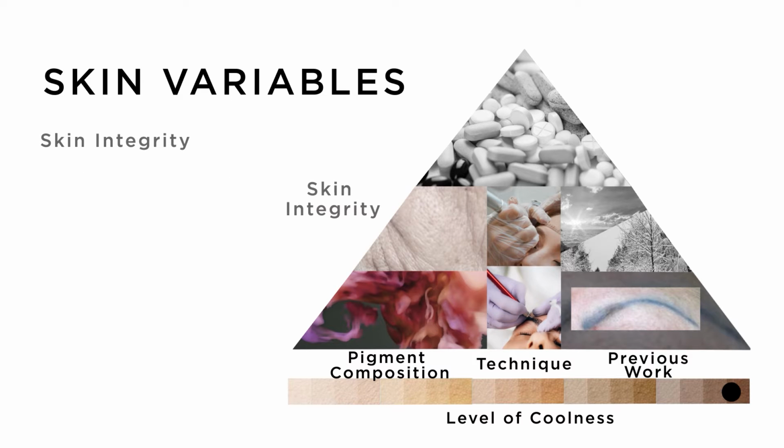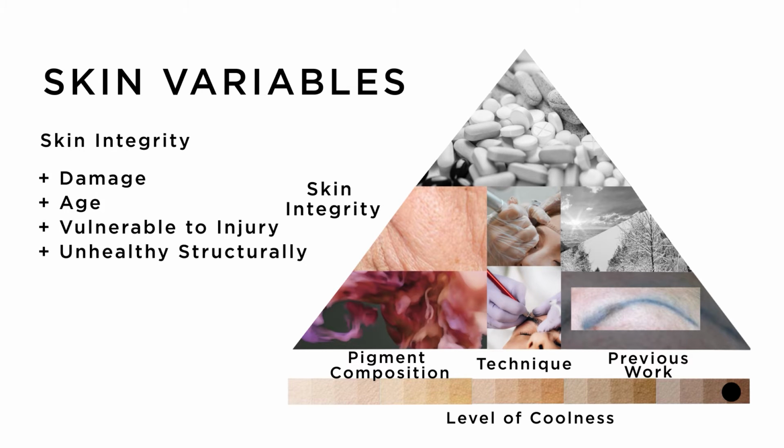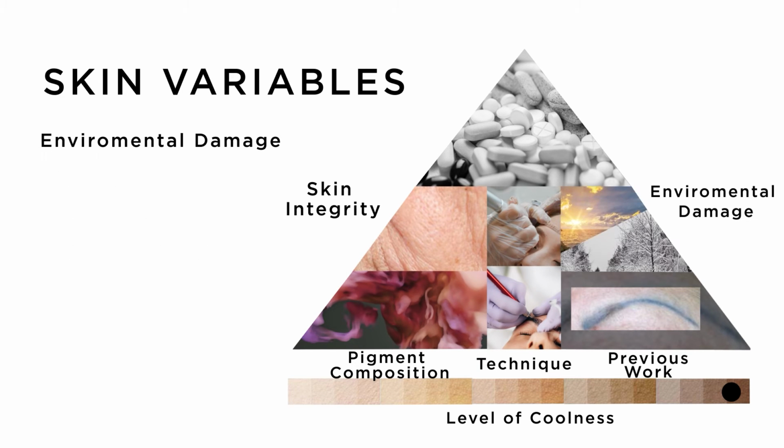Step 5. Skin integrity. Skin integrity refers to skin health. A skin integrity issue might mean the skin is damaged, aged, vulnerable to injury, or unable to heal normally, unhealthy in some way structurally. Step 6. Environmental damage. Damage to the integumentary system due to extreme exposure to sun or cold.